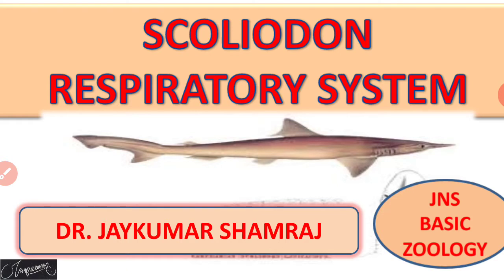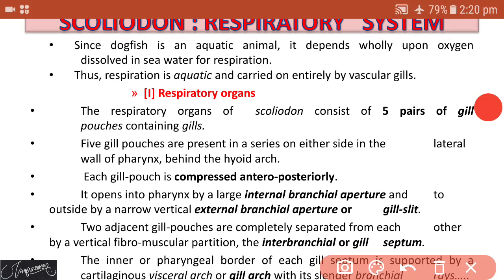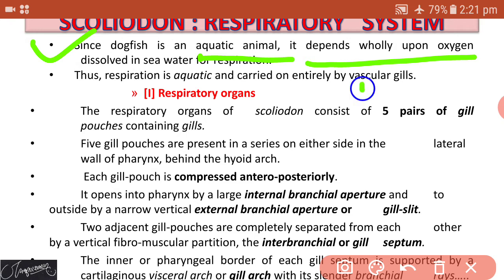So today we will discuss the respiratory system of Scoliodon. This Scoliodon, or dogfish, is a purely aquatic animal. So it depends only upon oxygen which is dissolved in the water for respiration. This organism takes the oxygen dissolved in the water by a particular system of gills. So the respiration of this organism takes place with the help of the gills. Gill is the respiratory organ in the case of Scoliodon.